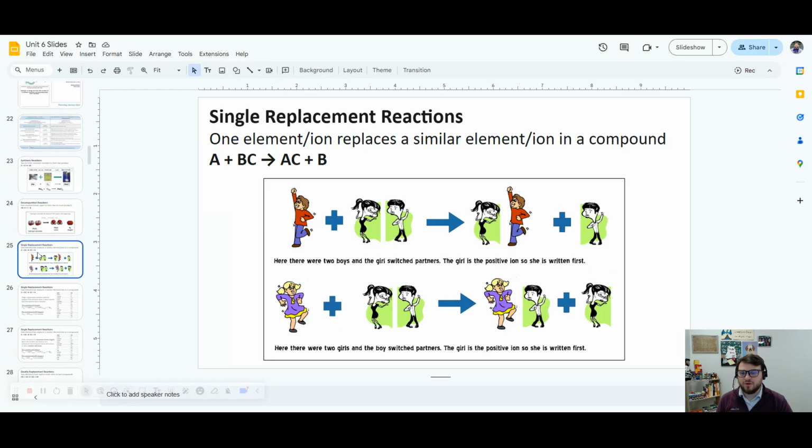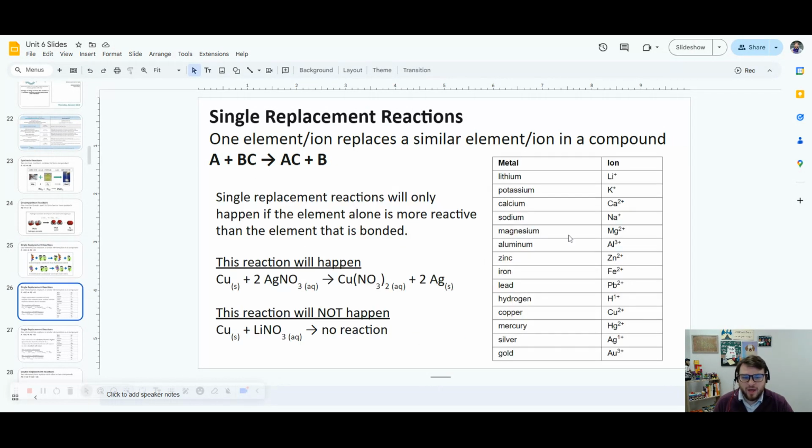Then we have our single replacement reactions, where we have one element that replaces another ion in a compound. And so that would be a metal replacing a metal ion, or a non-metal replacing a non-metal ion. And that's what happens here, right? So it's like the dance partners cutting in, kind of analogy here. And we also said, and we haven't talked about this a ton, we just want you to know that not all single replacement reactions happen, right? Something has to be higher up on the reactivity series than what it's replacing for that reaction to happen.